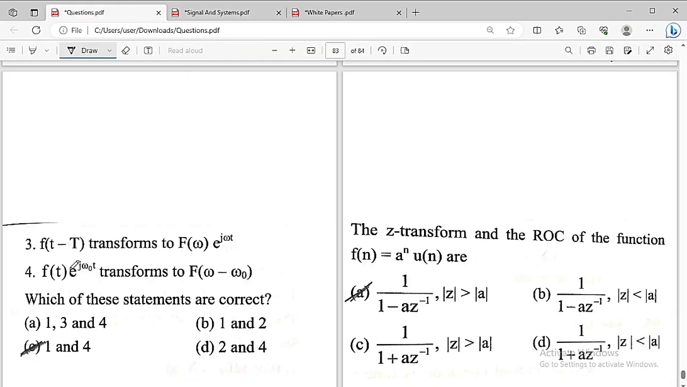Let's see here what they have given. For f of t minus capital T, the Fourier transform is F of omega into e to the power of minus j omega capital T. But here they have given something different. So this is also wrong here. So this is also wrong.